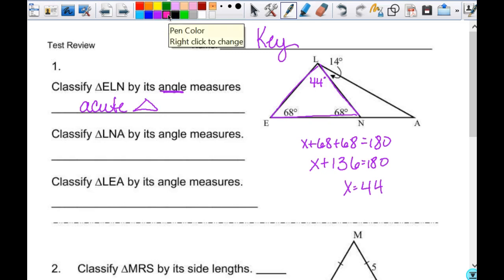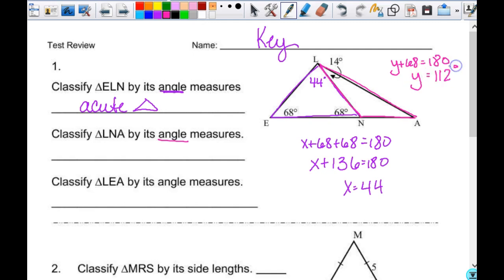Then I'm going to classify triangle LNA by its angle measures, which is this one right here, which means I need my other angle measures, so I'm not assuming anything. I need to find this one and call that y. So y plus 68 equals 180. So y equals 112. Since this is 112, I don't even need the other one because that is an obtuse angle. If you have one obtuse angle, then you are an obtuse triangle.